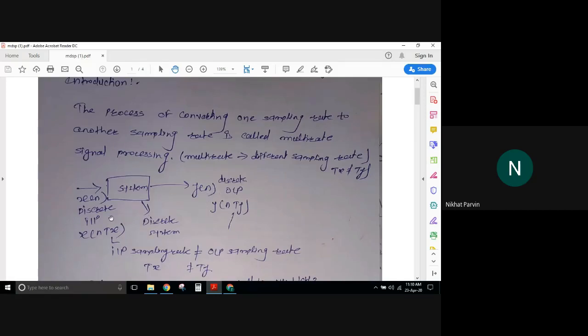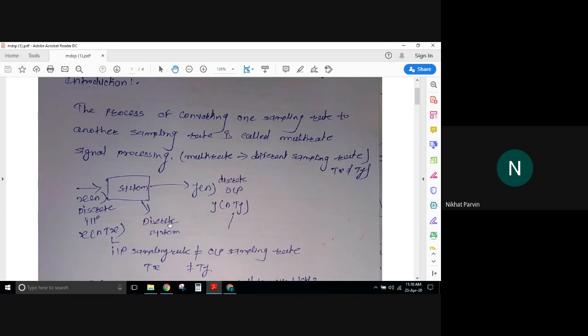When the input sampling rate and the output sampling rate are the same, you are talking about two devices which use the same amount of frequency, the same band. At that time we say Tx equals Ty. Then you need not go for multi-rate digital signal processing, because both input and output operate on the same sampling rate. Therefore, when Tx equals Ty, that is normal DSP, not multi-rate DSP, so you need not go for this topic.